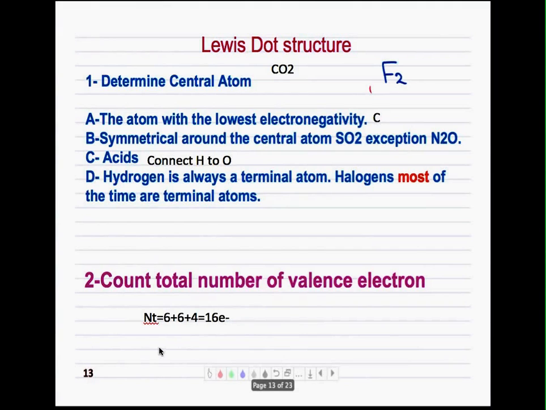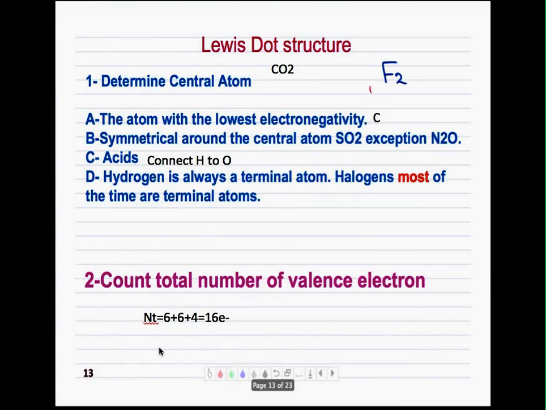Now, if I have an anion, something like NO3 minus, that means the whole compound gained an electron, so I would add an electron here. If I have something like X plus, that means the whole X lost an electron, so I would put minus 1 electron. We're going to do cases like this, but just a heads up for you. So the second thing, we count the total number of electrons.